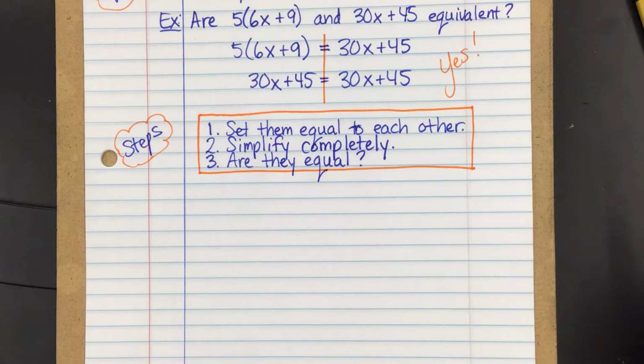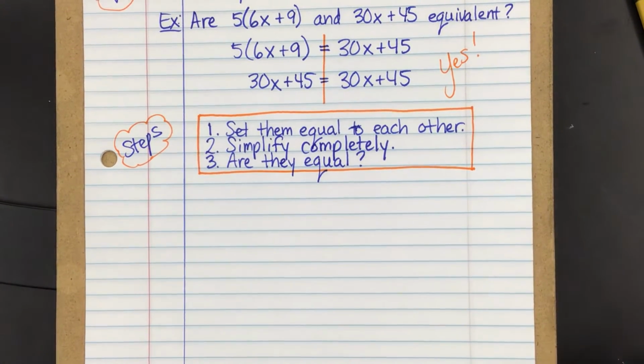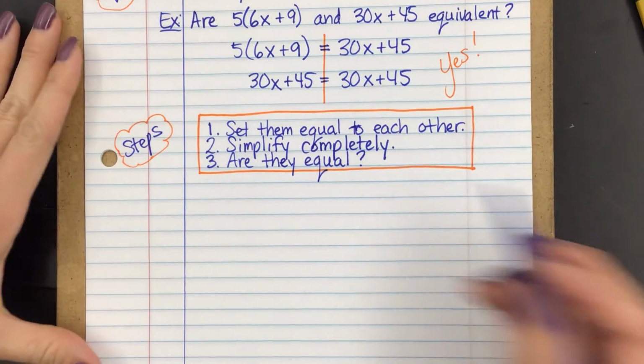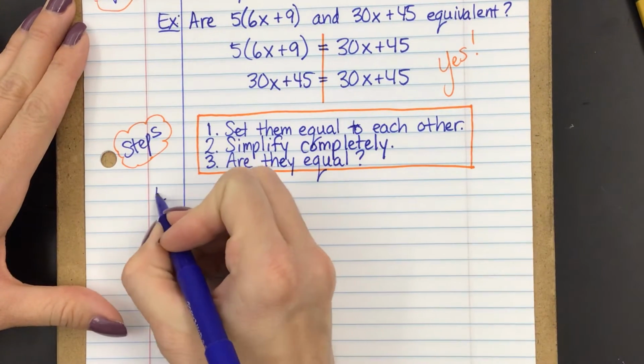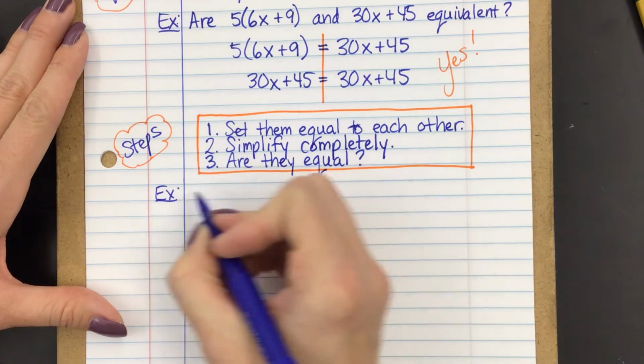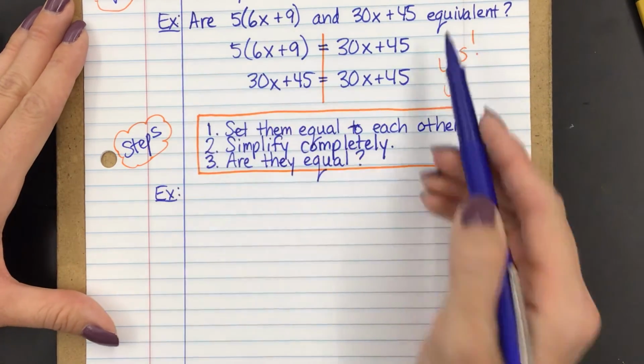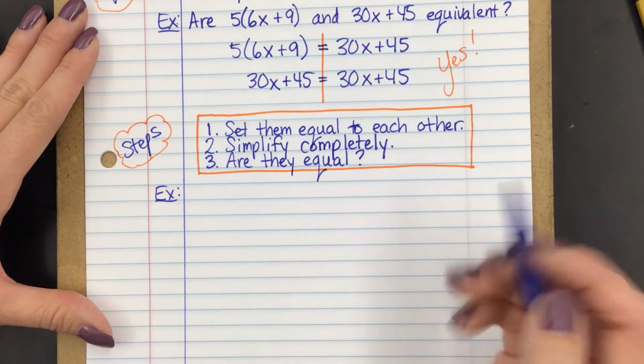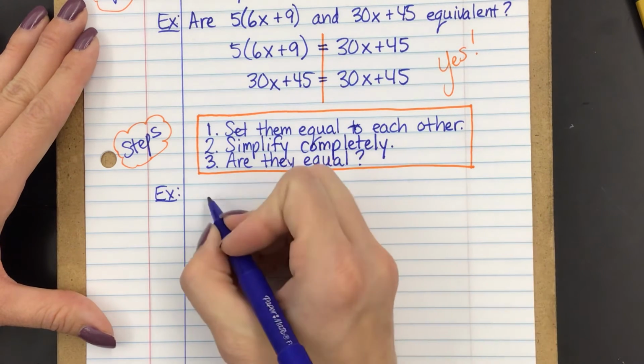Now this is a pretty basic concept. You guys get the concept, right? You're just simplifying them, seeing if they're equal, and that will tell you whether or not they're equivalent. So let's amp it up. Let's do a longer set of expressions to see if they're equivalent or not. I'm going to skip ahead. I'm not going to waste time asking the question. I'm just going to set the two expressions equal to each other so that we can see.